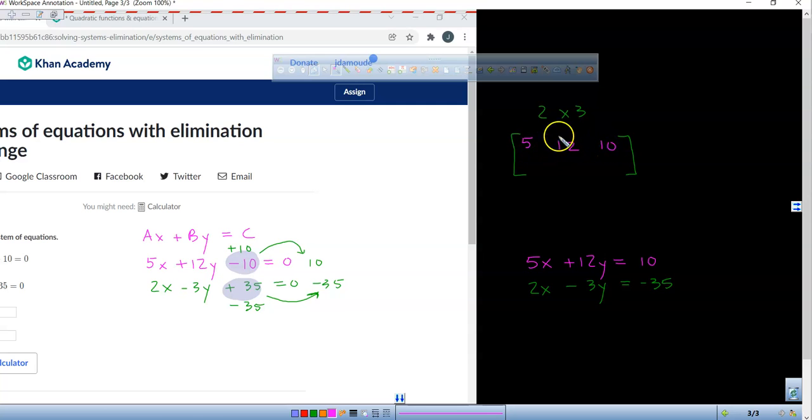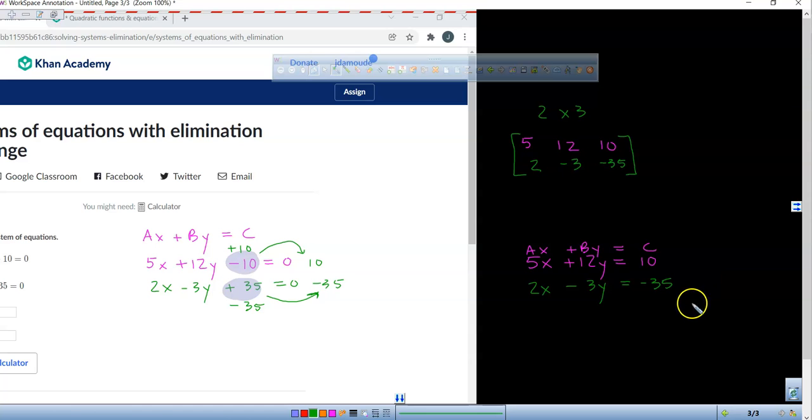Now where did I get the 5, the 12, and the 10? I got the 5 from the A value, I got the 12 from the B value, and I got the 10 from the C value. Then right underneath it, I'm going to write 2, negative 3, negative 35. Now, where did I get the 2, the negative 3, and the negative 35? There's the 2, there's the negative 3, there's the negative 35. So you're using the A value, the B value, and the C value.